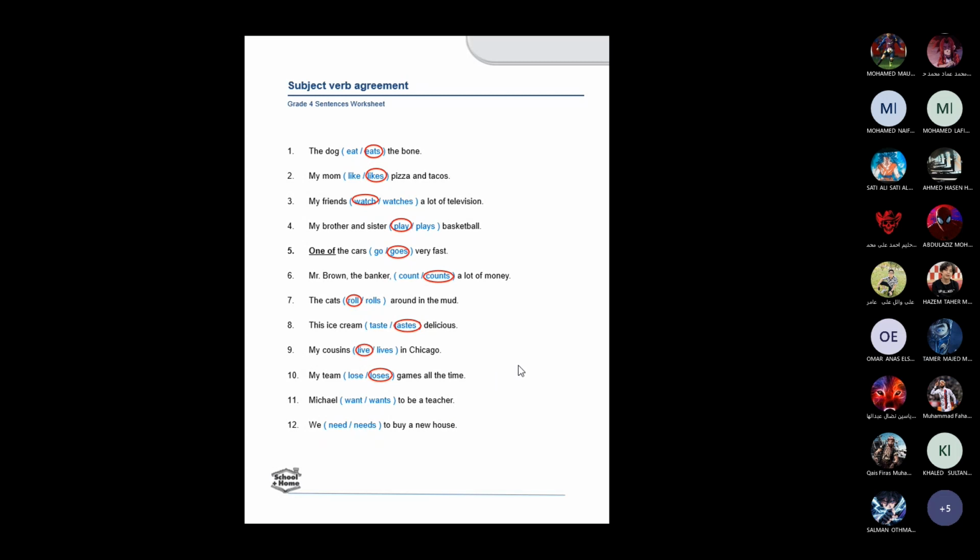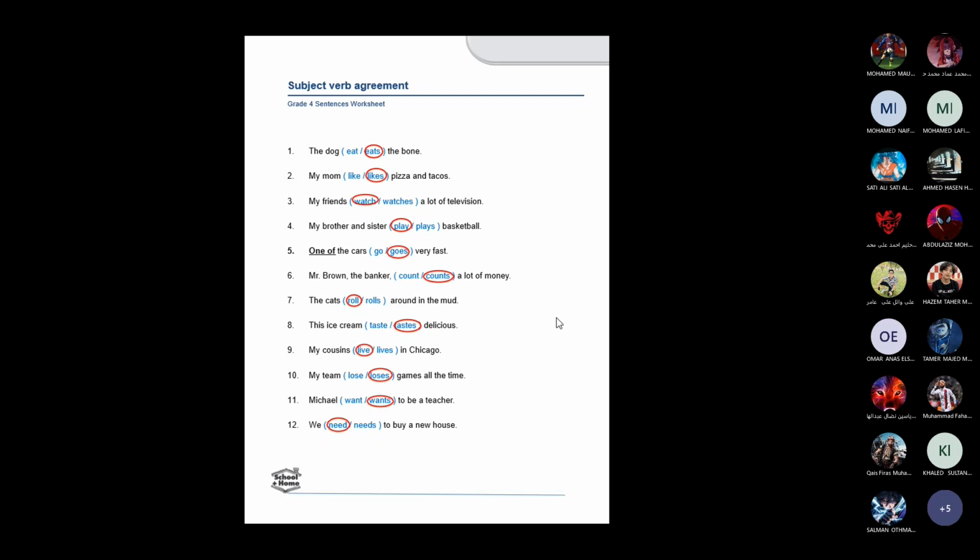Do number 12, Tamir. We need. Need. Which one? The first or the second? The first one. Why? Because we here is a plural pronoun. Plural pronoun. So we, plural pronoun. So the verb must be without S. So we say we need. We say we need. Okay, thanks, Tamir.